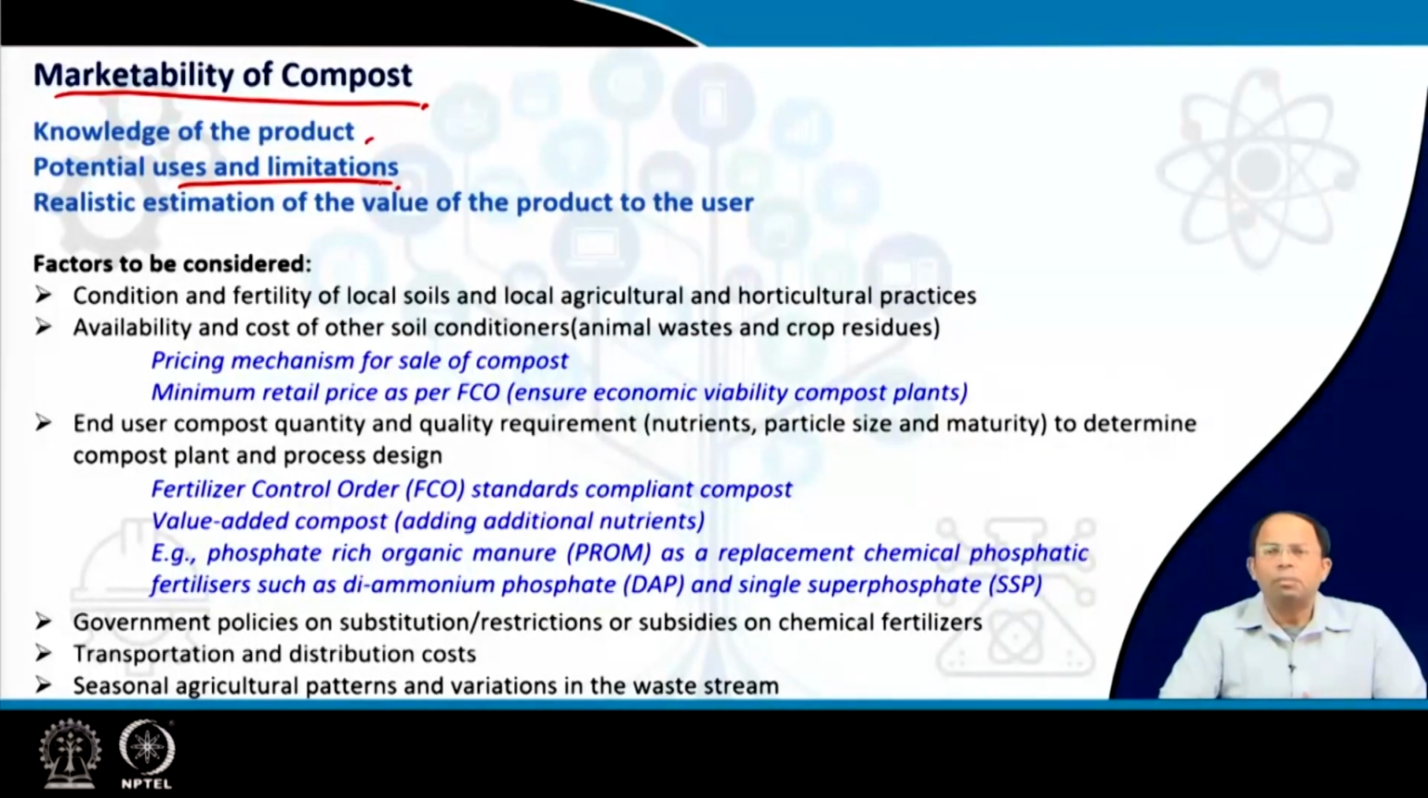In that case, what happens? There are strict regulations on the kind of chemical fertilizers that can be used for these particular crops, and usually we have found that compost works best for this kind of crops. So potential uses and limitations have to be known. I can produce compost, but if I don't know how and where it will be used, then I will probably end up producing either the wrong quantity or the wrong quality of compost.